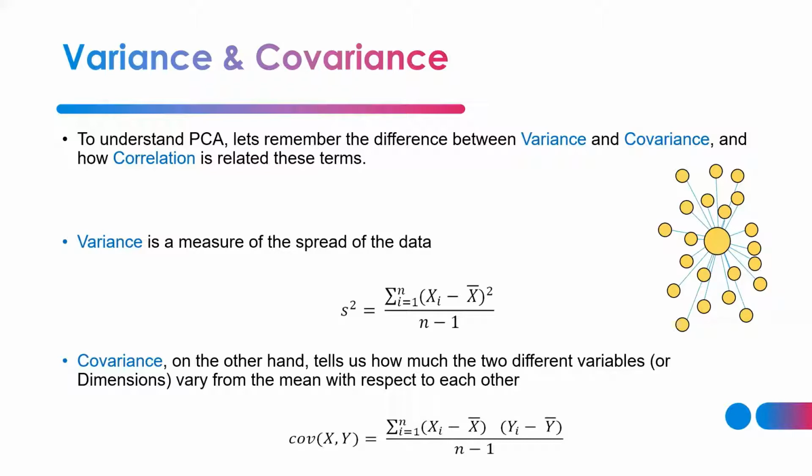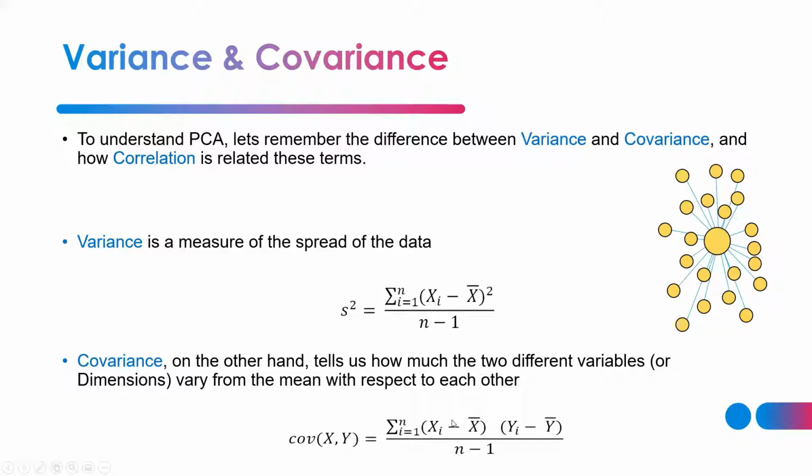This covariance measure tells us how much the two different variables vary from the mean with respect to each other. That's the difference between x sub i minus x bar, the points and their representative mean, multiplied by the difference between the other variable's samples and their own mean, y sub i minus y bar.